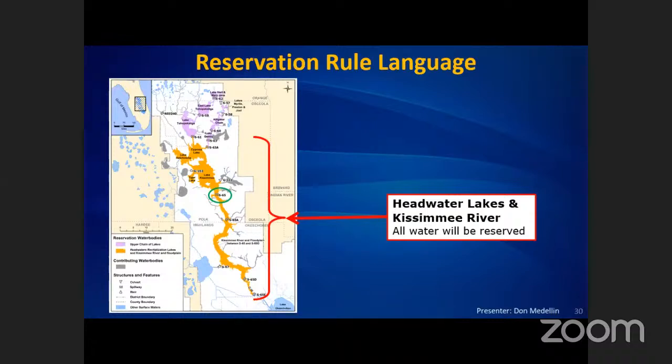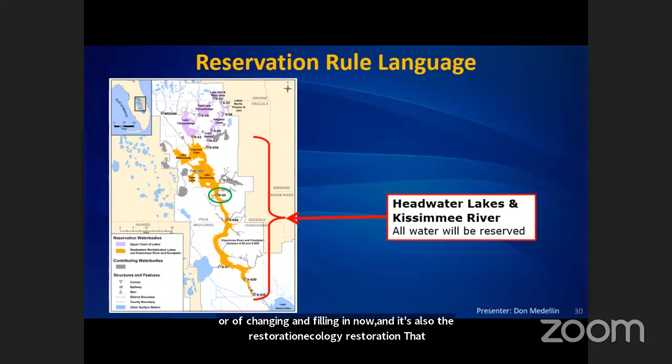And so these three lakes that you see above the green circle, which are Cypress, Hatchineha, and Kissimmee, those three lakes actually store a lot of the water needed to provide the driving head of water to inundate the floodplain during the wet season.